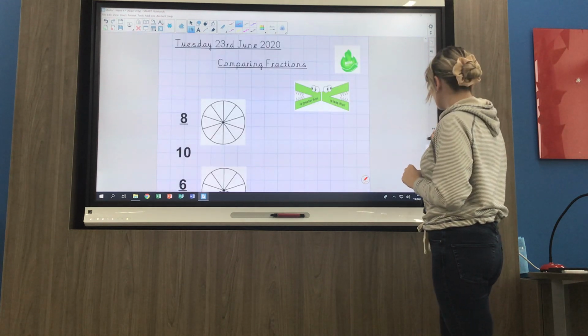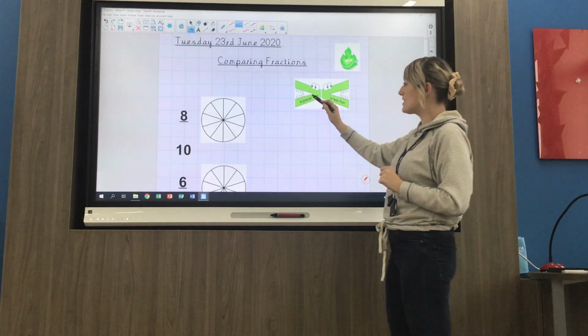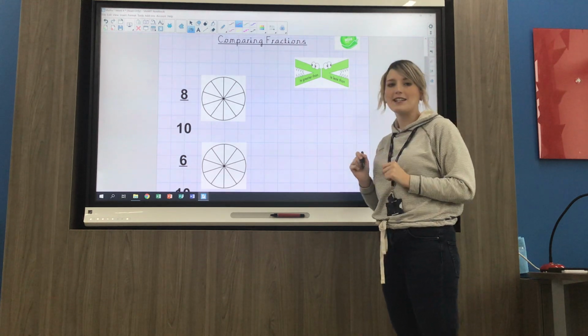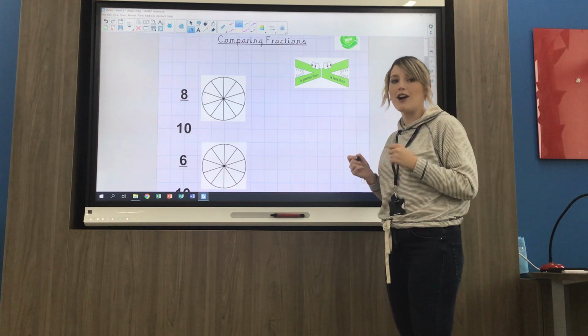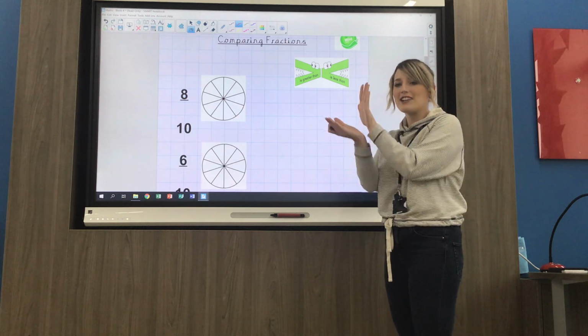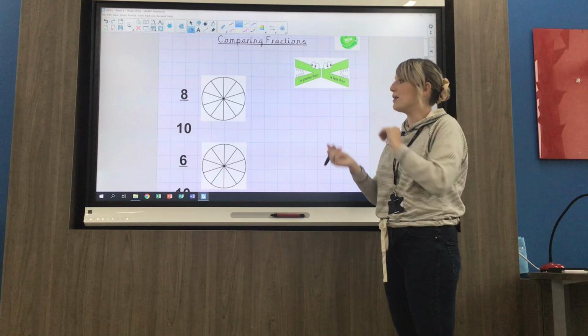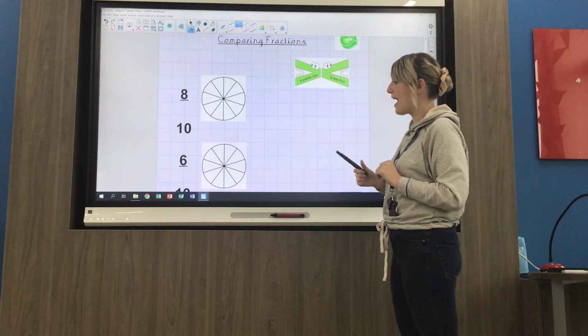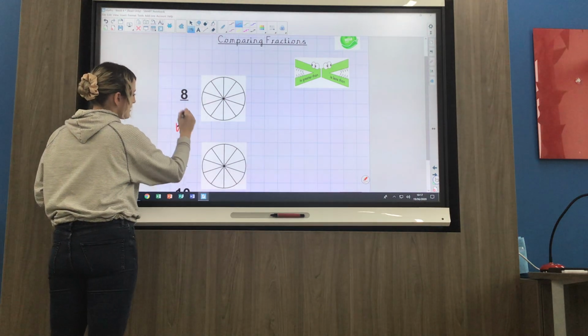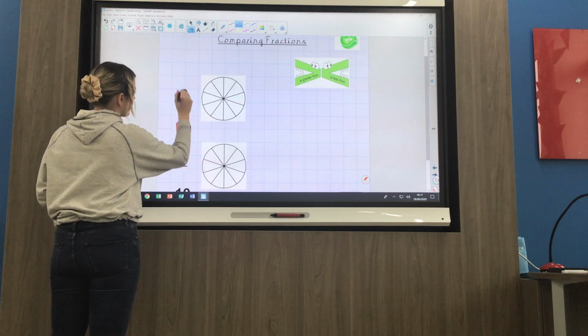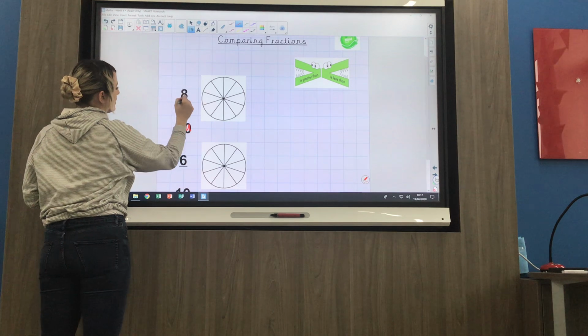Okay, so here we've got our greater than and our less than signs. Now we've known them as crocodile signs, and we know that crocodiles are greedy. They like to chomp the biggest number. So we're going to use those to compare. So I don't know what's happened to my fractions here. I'll rub those out and I'll move it there.